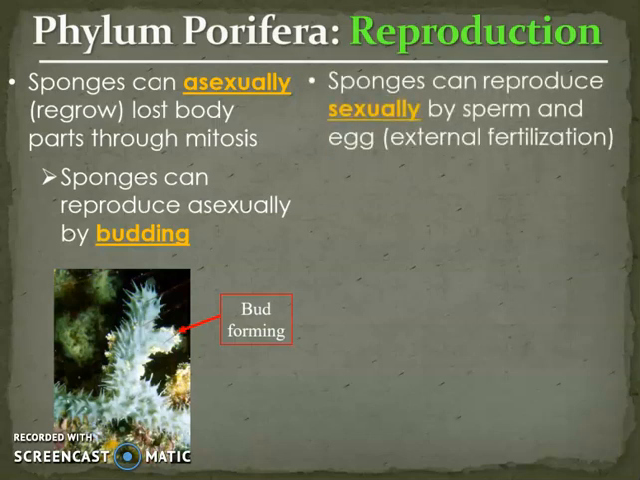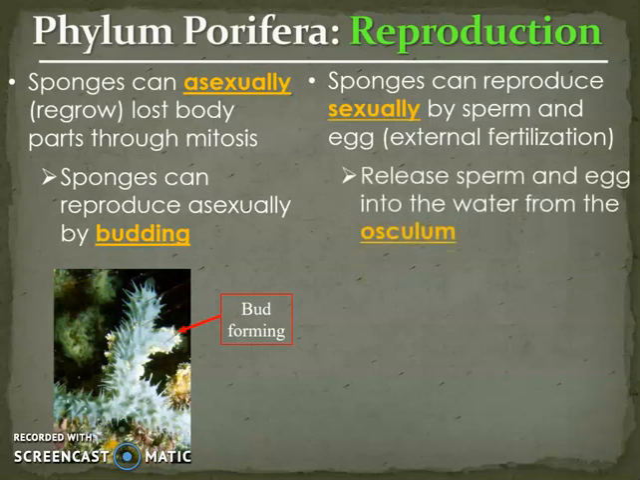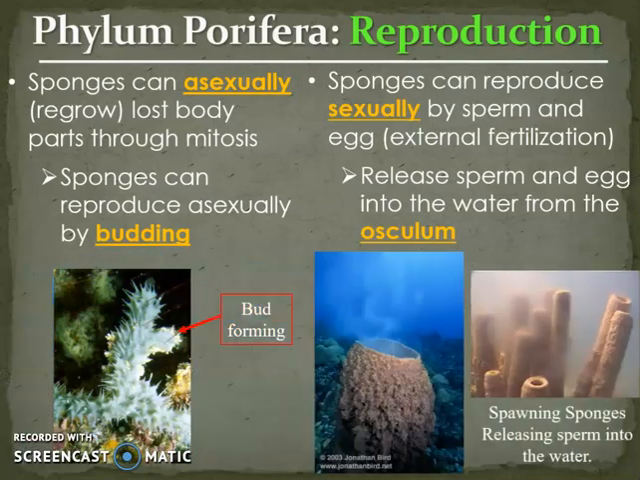Sponges also reproduce sexually by sperm and egg. Now they do what we call external fertilization, meaning the sperm and the egg meet up outside of the organism. In sponges, this means that the sperm and the egg are released out the osculum into the water, and the sponges are hoping that the sperm from one sponge meets with the egg from another sponge, and that will fall to the ocean floor and create a new sponge. So I have a couple videos showing that.